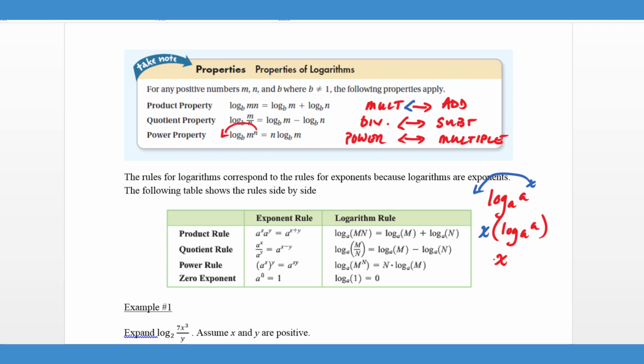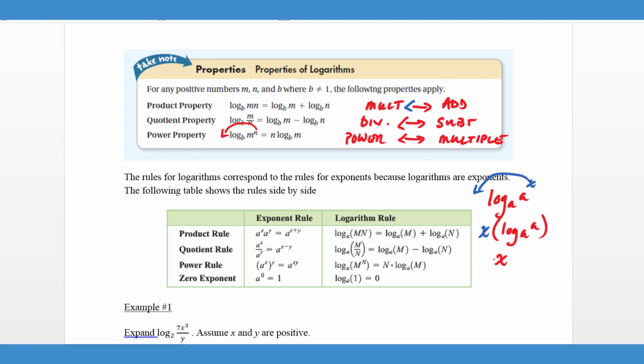The logarithm rule is similar to that. Multiplication becomes addition. And so we're kind of using a lot of the same properties for both exponents and logarithms. Okay, so that's a good quick introduction to logarithmic properties.